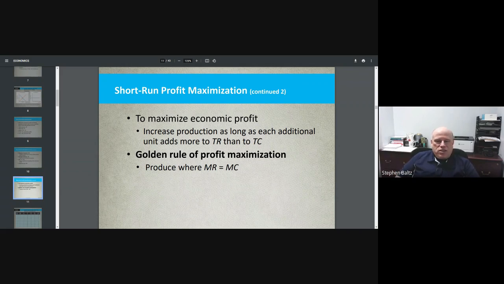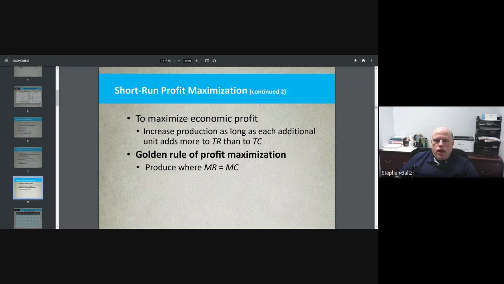Now, in order to maximize economic profit, as a perfectly competitive firm, you're going to produce more as long as each additional unit adds more to total revenue than it does to total cost. So the basic golden rule of profit maximization is that any firm, whether it's a perfect competitor or a monopoly or any of the other market structures, doesn't matter, you're going to produce at the point where marginal revenue equals marginal cost. At that point, you've added as much to your profit as you possibly can.